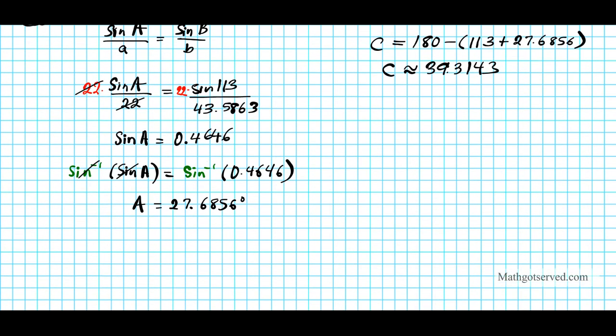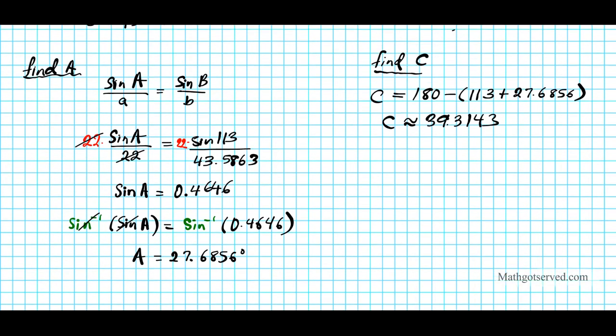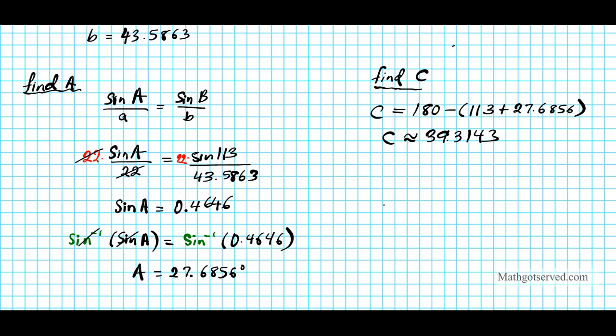Okay, so let's organize them in a list. We have little b is approximately 43.5863. Big A is approximately 27.6856 degrees. And big C is approximately 39.3143 degrees. So there you have it.